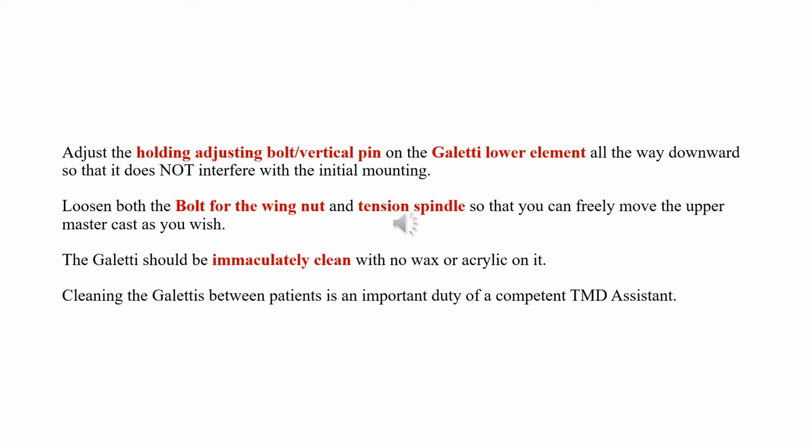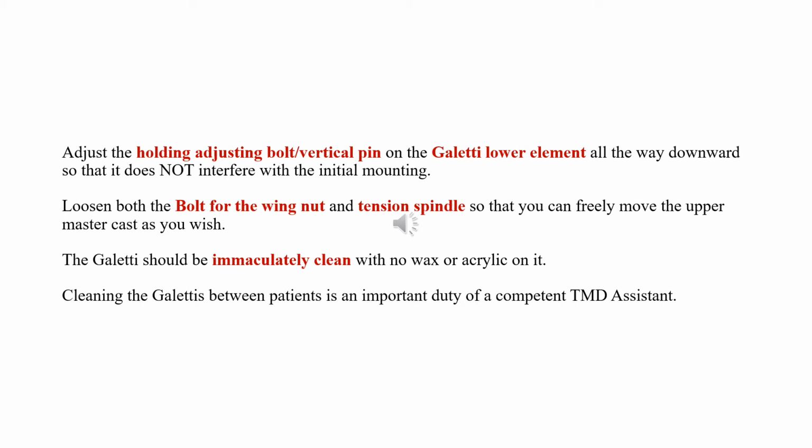So you're going to adjust the Goletti Articulator so that it's loose as a goose and it can move everywhere, because you're going to want to move the upper cast around so it can fit into the lower cast. So you're going to adjust some of the parts of the Goletti. So you adjust the vertical holding adjusting bolt pin. It's a crazy name. Different people have different names. I call it the vertical pin. They call it the holding adjusting bolt. Either way, you have to know the names, because if you ever order a part, you need to know what part you have to order, right?